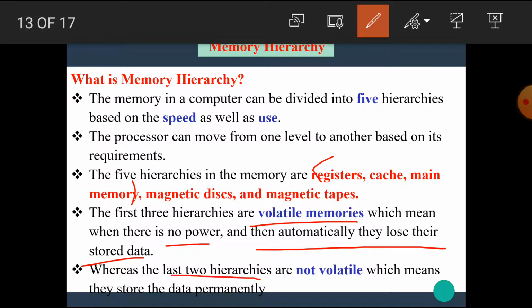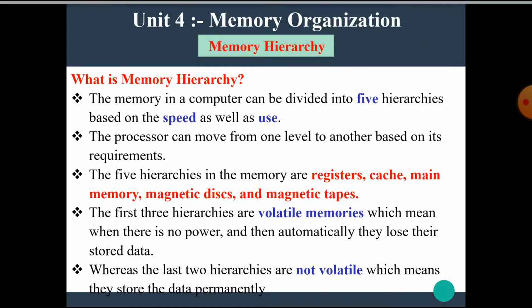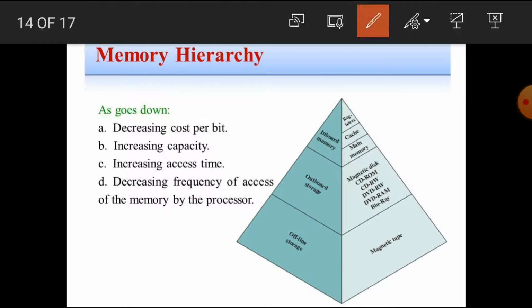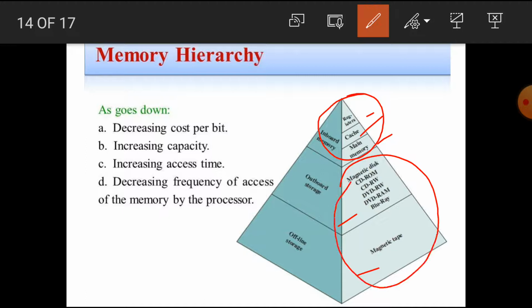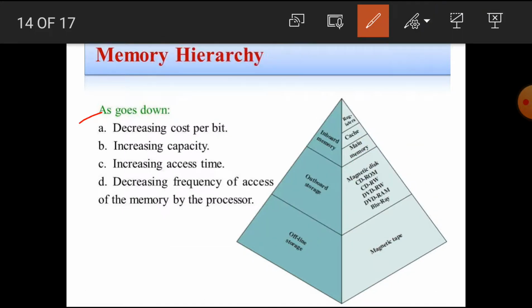Whereas the last two hierarchies, that means the magnetic disk and magnetic tapes, are non-volatile, which means they store the information permanently. Here, this is the memory hierarchy divided into five types: the register, cache memory, main memory, magnetic disk, and magnetic tapes. While the upper three are volatile and the lower two are non-volatile. As we go down, there is decreasing cost per bit, increasing capacity, increasing access time, and decreasing frequency of access of the memory by the processor.